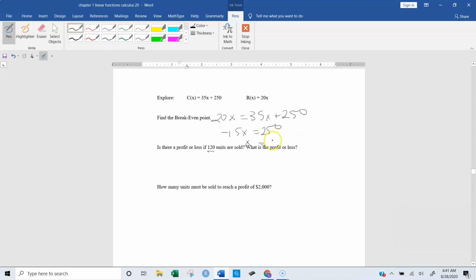negative 16.67. What does that mean? My break-even point is at a negative 16 units. Okay, that's not possible. Since I can't have a negative number of units, this means I do not have a break-even point that makes sense, which means since this is negative, I will never make money. So this means the cost is always higher than the revenue.